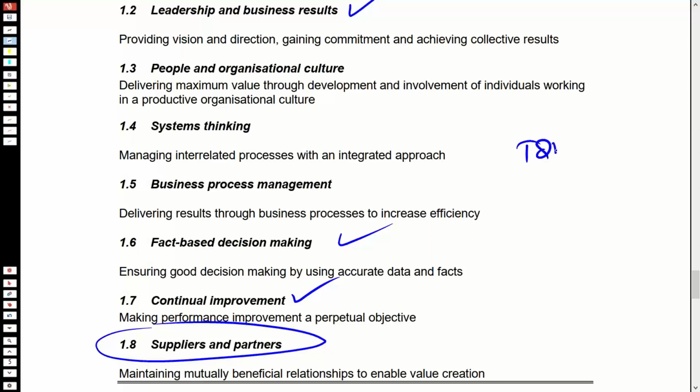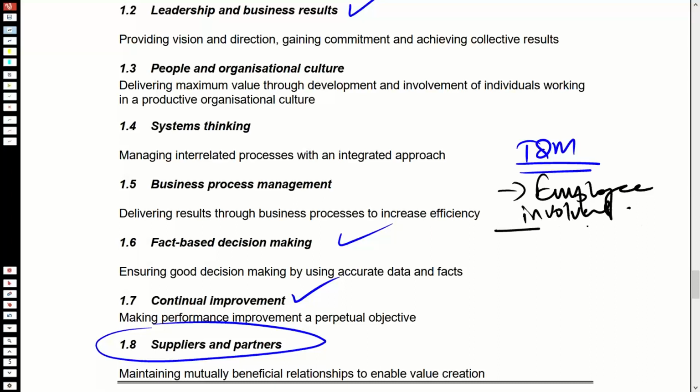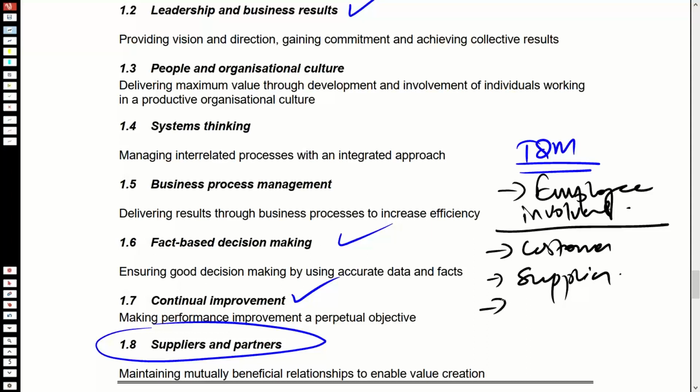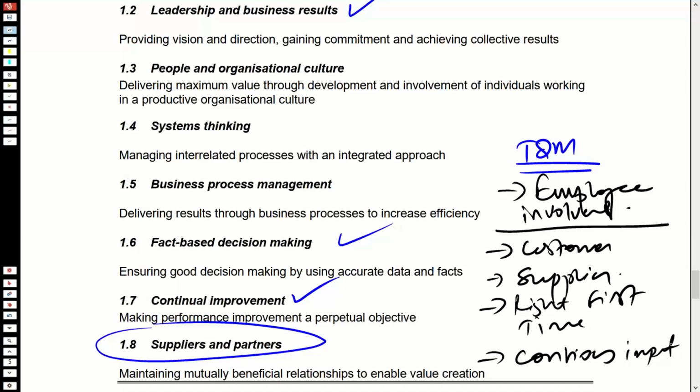So when we talk about the TQM culture, always remember that there are some features that would exist in a TQM culture. The first thing is that there is going to be employee involvement. The second is a good relationship with the customer. There is going to be a good relationship with the supplier. Additionally, you would go for the right first time approach. You would go for continuous improvement. These are the characteristics of a total quality management culture.